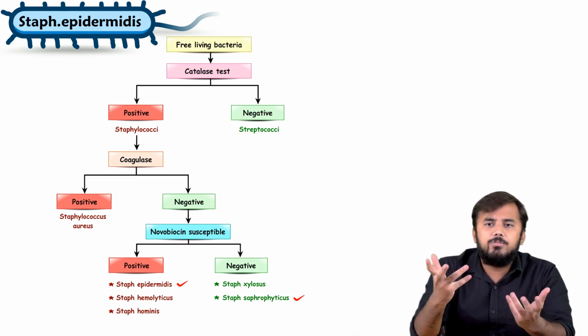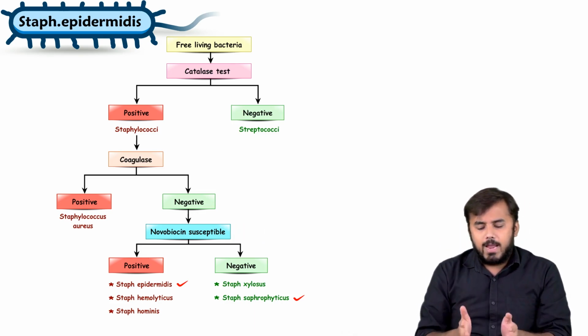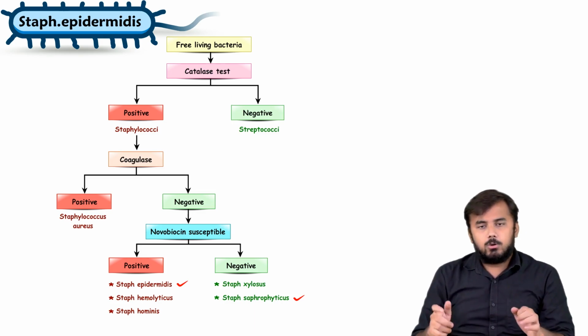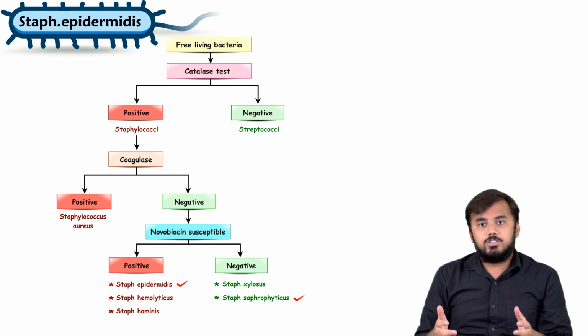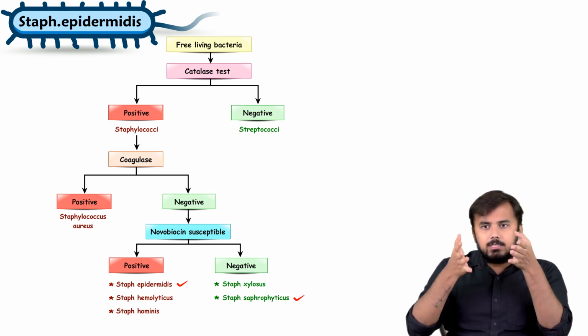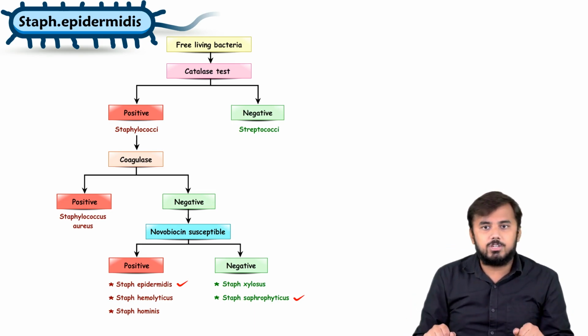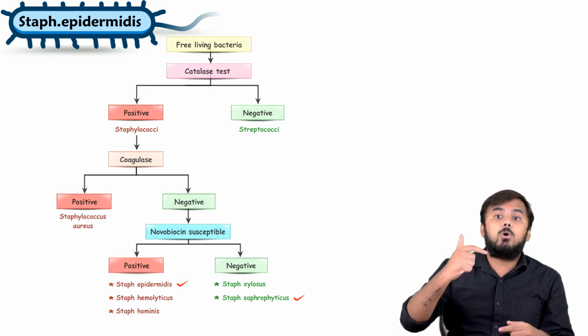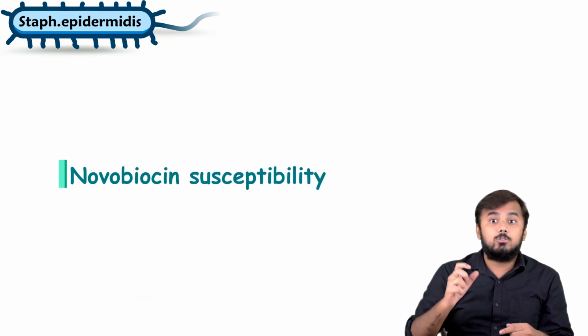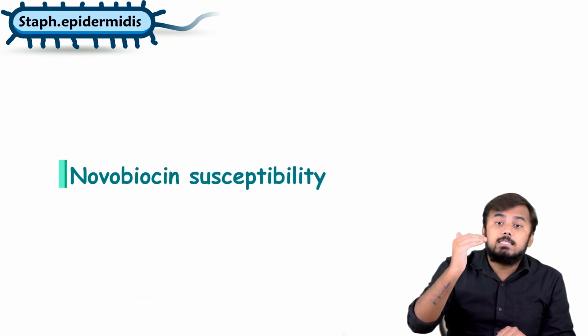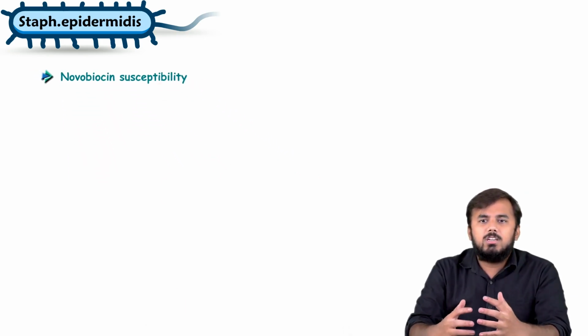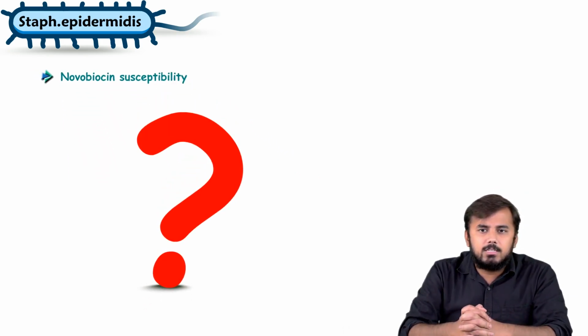Fine. How to differentiate them? You put two bacteria in front of me and tell me both are coagulase negative. Then how will I differentiate that this is epidermidis and this is saprophyticus? I will differentiate based upon the novobiocin test. That is also called the novobiocin susceptibility test. So what is this novobiocin susceptibility test?